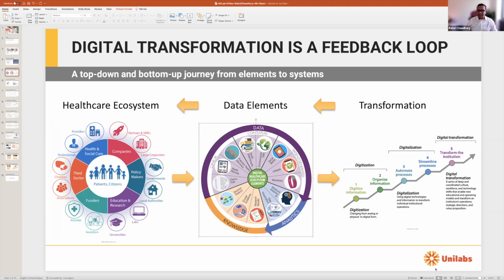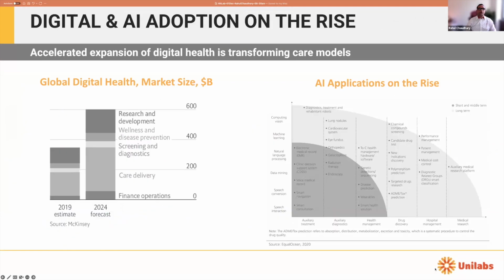If I go to the next slide. So digital and AI adoption we see is actually on the rise. If you see the diagram on the left, you have this global digital health market in billions, and you can see the maximum funding is taking place in the care delivery models. And then from the industry that I come in, screening and diagnostics, as well as wellness and disease prevention, that's also taking up a huge chunk of the market size today, right? And if you see the AI applications currently in this digital healthcare ecosystem, they're actually on the rise.